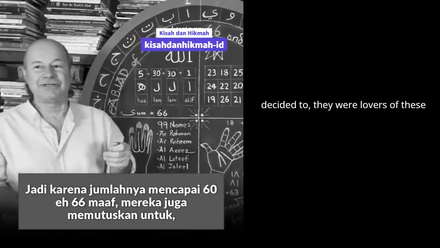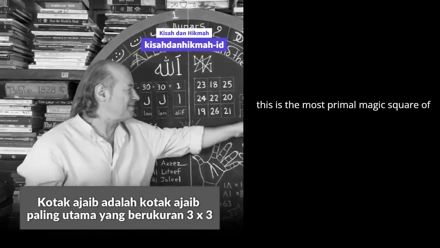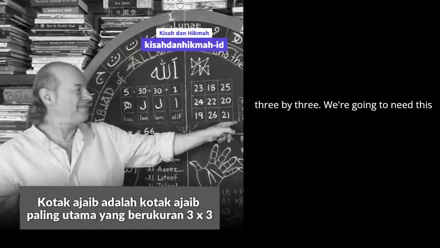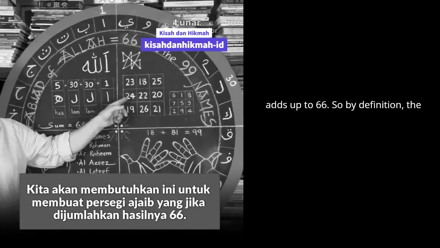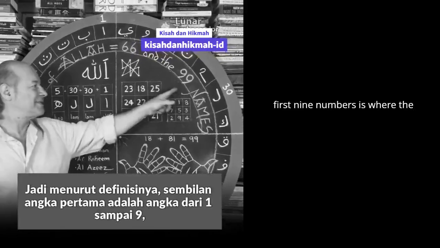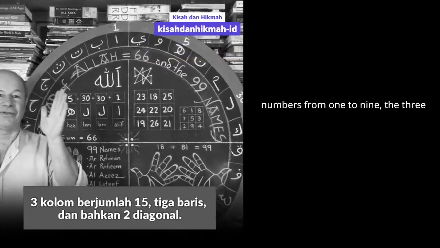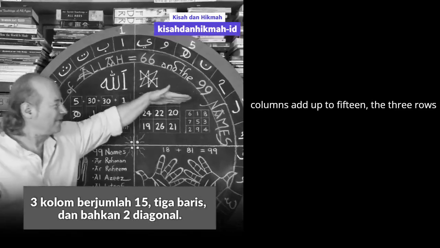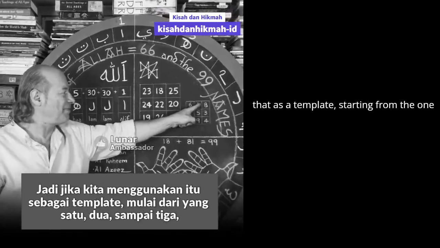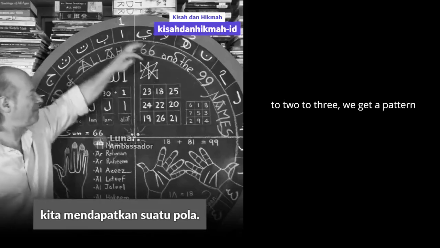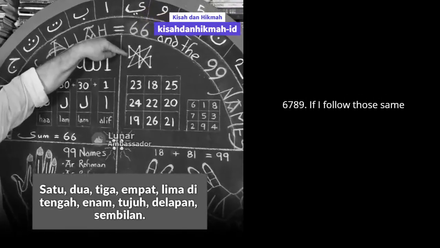They also were lovers of these magic squares. This is the most primal magic square, 3 by 3. We're going to need this one to create a magic square that all adds up to 66. By definition, with the numbers from 1 to 9, the 3 columns add up to 15, the 3 rows, and even the 2 diagonals. If we use that as a template, starting from 1, 2, 3, we get a pattern: 1, 2, 3, 4, 5 in the middle, 6, 7, 8, 9.